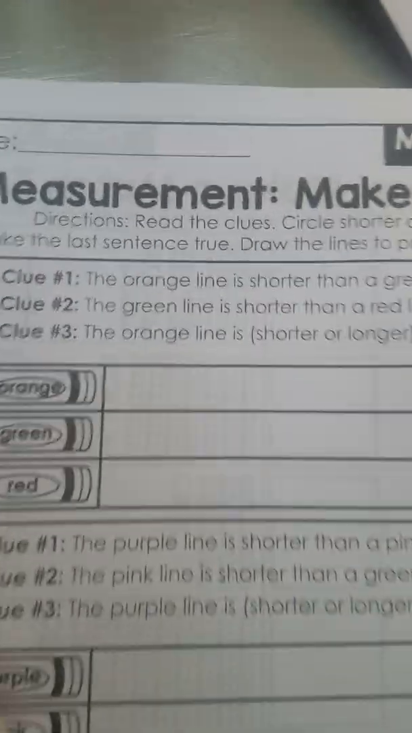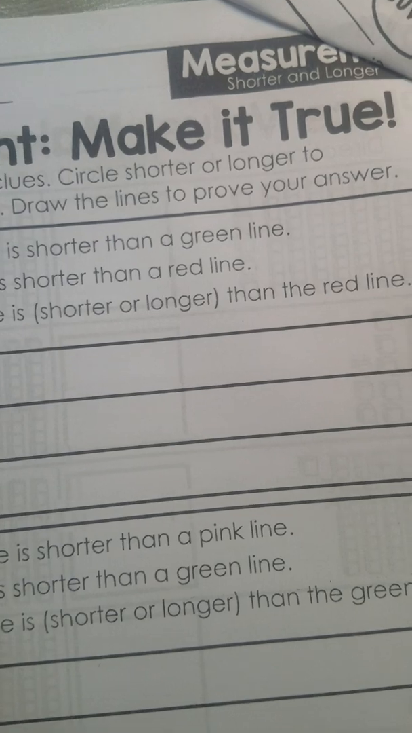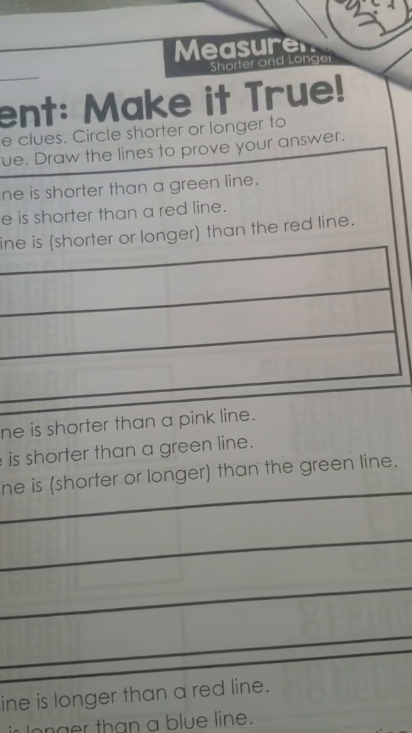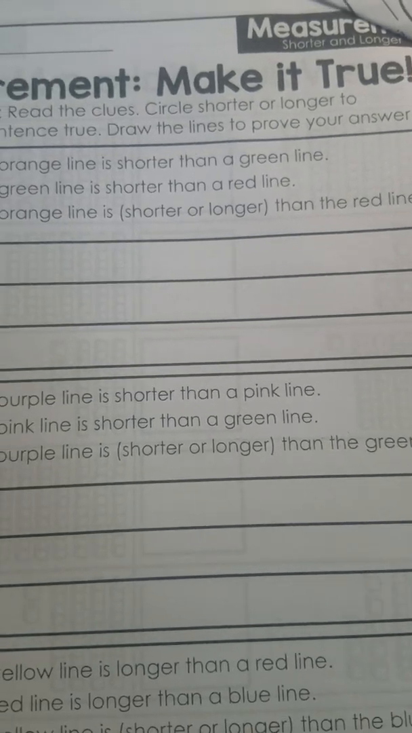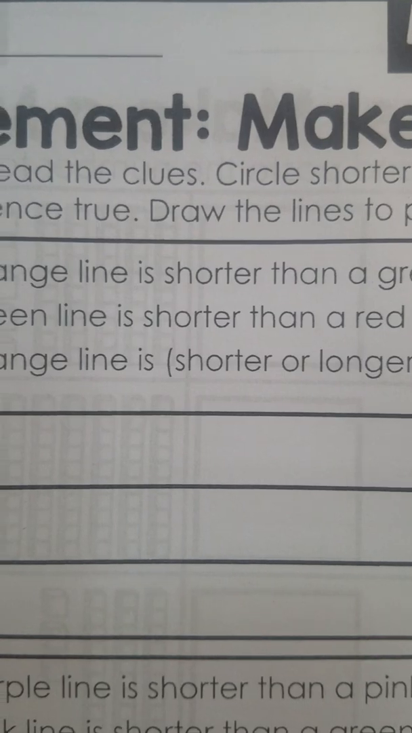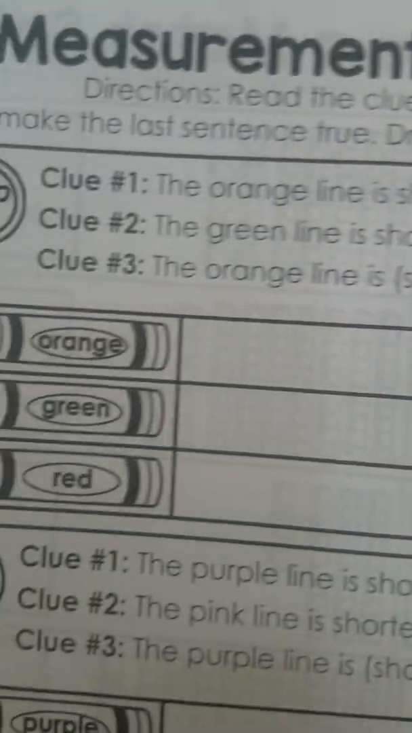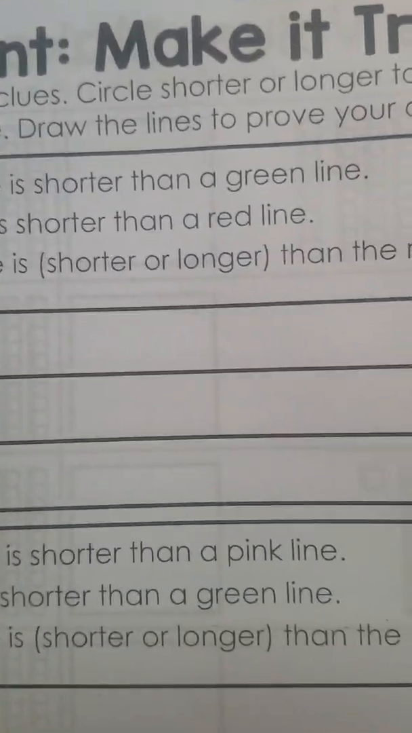Okay, so today you're working on measurement, and it says measurement, make it true. So this is a little bit different than the measurement activities that you guys have been doing. So let's read the directions before we get started. It says directions: read the clues, circle shorter or longer to make the last sentence true. Draw the lines to prove your answer.